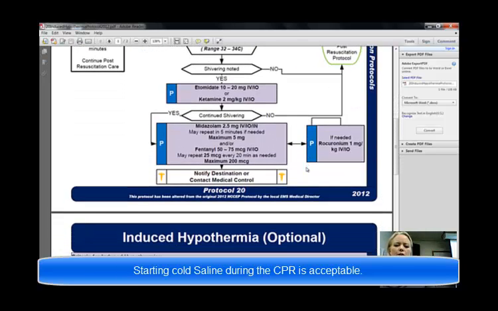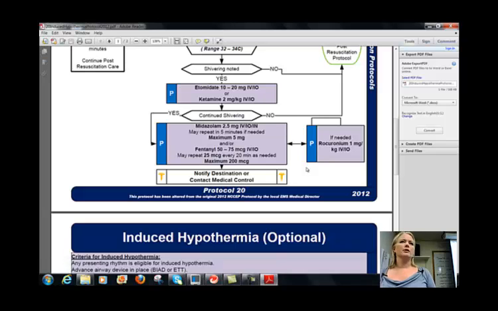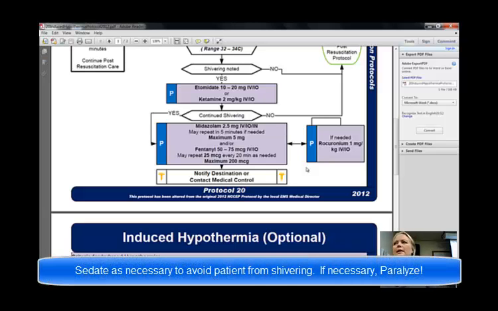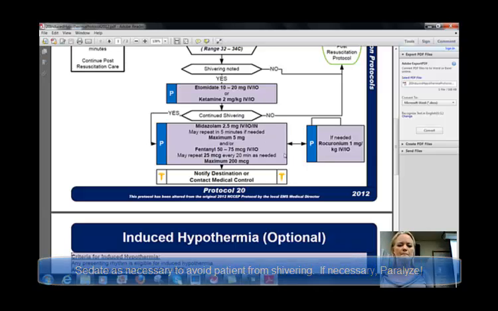So sedation, if you do get return of spontaneous circulation for a patient that you're going to cool, is really important, because if they're shivering, then they're increasing their metabolic needs and they're going to develop a lactic acidosis. So you want to make sure that you're giving them adequate sedation, and if you can't get them to stop shivering, give them a paralytic to keep them from shivering.